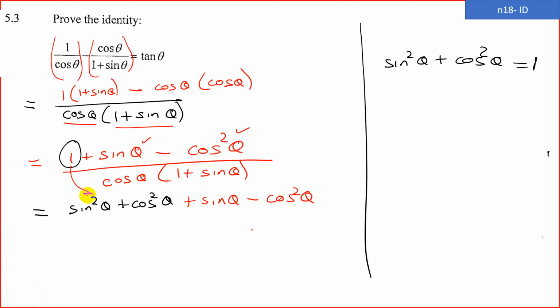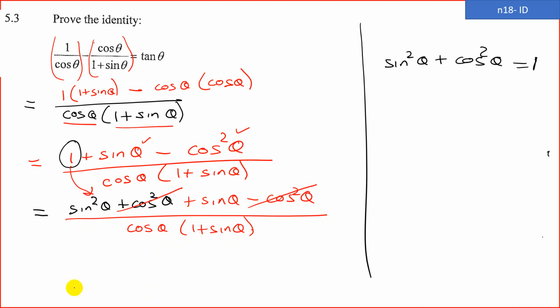So I replaced the 1 with sine squared plus cos squared, all over a common denominator of cos theta into 1 plus sine theta. And you'll notice now that the minus cos squared and the plus cos squared cancel off. So on the top we have sine squared plus sine theta. And now we can pull out a common factor on the top, sine theta. If we take out sine theta from sine squared theta, we're left with sine theta.